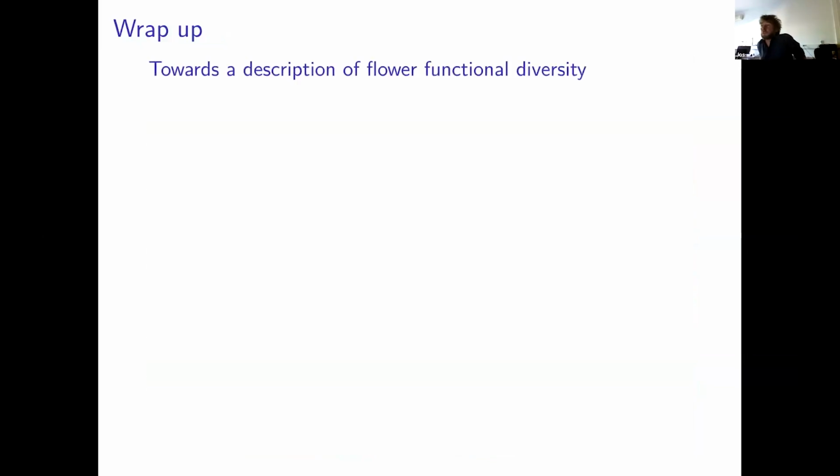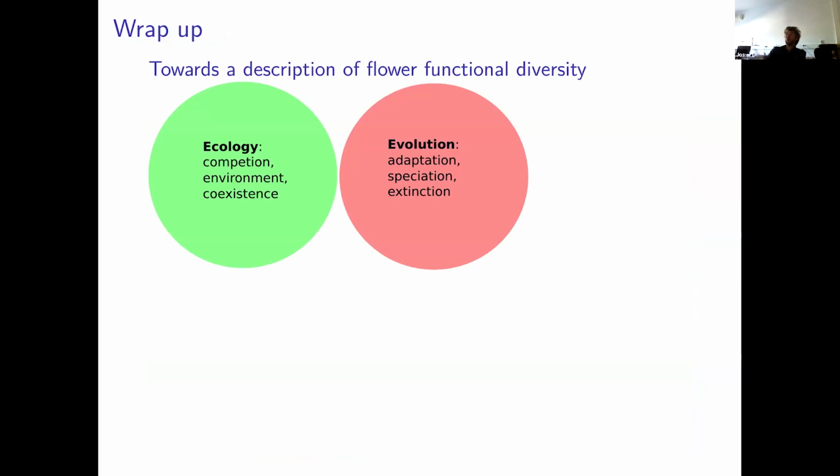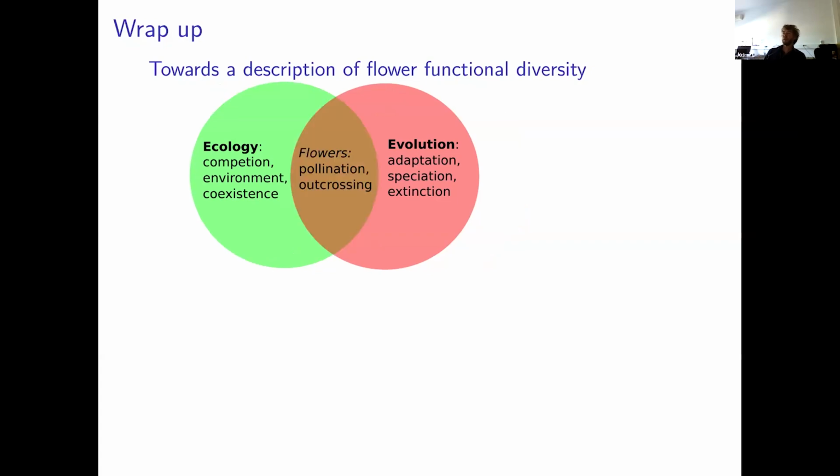So to wrap up, we're working with this towards a description of functional flower diversity, which we still have quite a way to go. And the goal that this would achieve is to put together these fields of ecology and evolution that we feel, at least coming from evolution, have been quite distinct. Evolution has focused on adaptation, speciation, extinction, ecology much more on competition, the interaction with the environment, and species coexistence. And the message we want to convey here is that if you want to combine these, and this needs to be done, looking at flowers is a very nice way to do this, because they're at the intersection of this. They interact with insects in pollination. They also affect outcrossing, which will affect the evolutionary potential of the species.